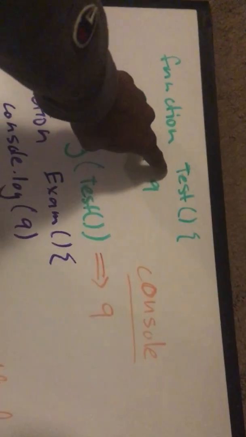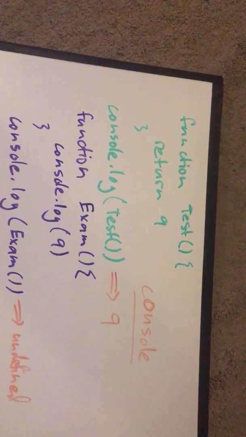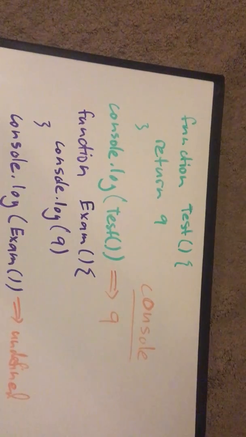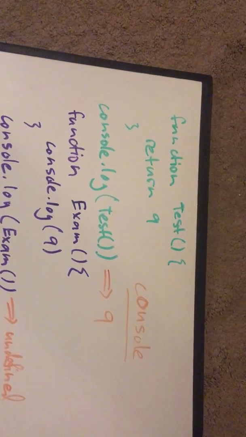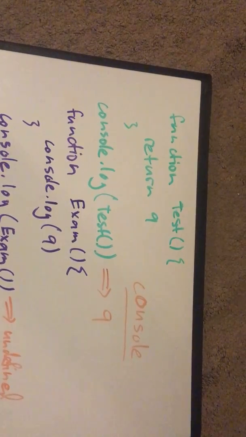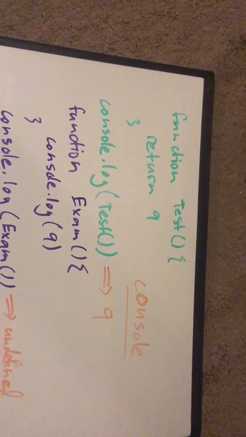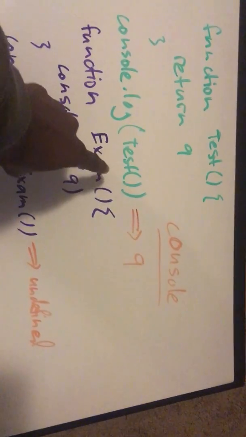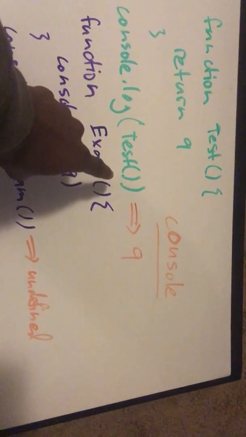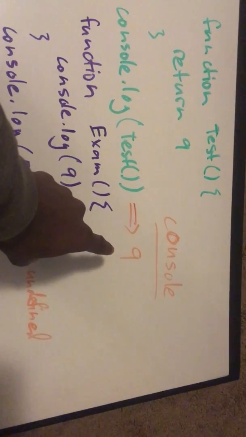So we have this first function here called test. With test, we're simply going to return the number 9, and then we're going to console.log it. If we run it in our JavaScript application, I would recommend using jsbin.com, what will happen when we try to console.log test with the open and close parentheses is we're going to see the number 9 appear in the console.